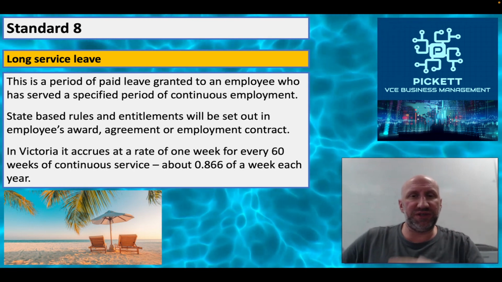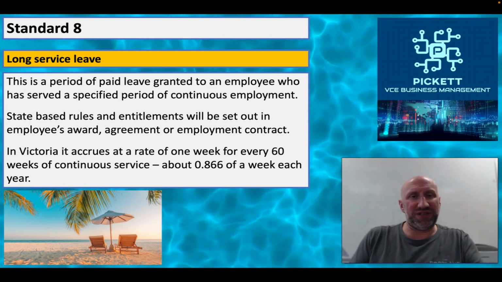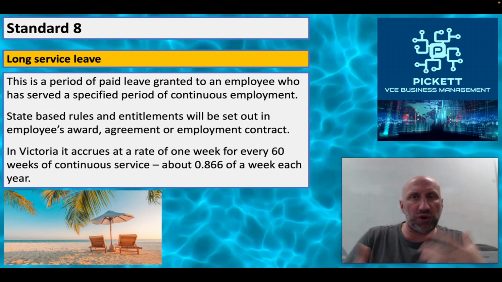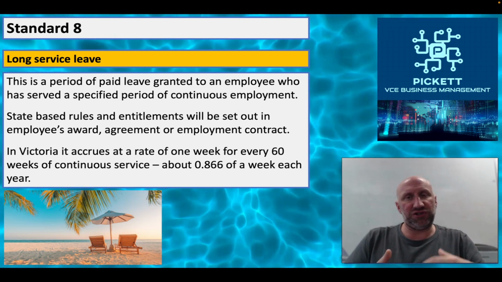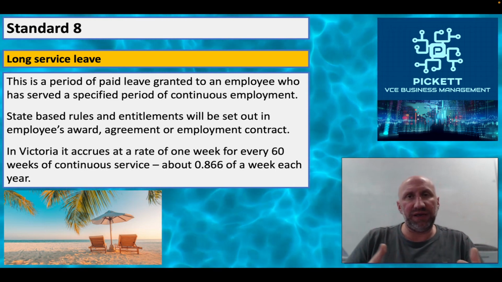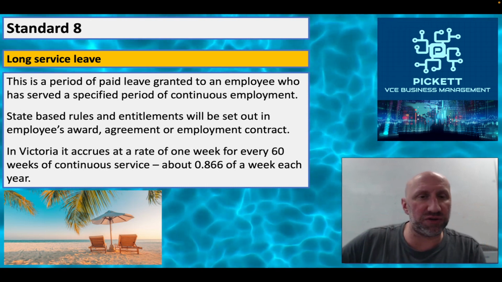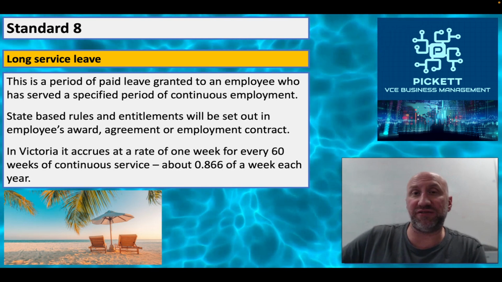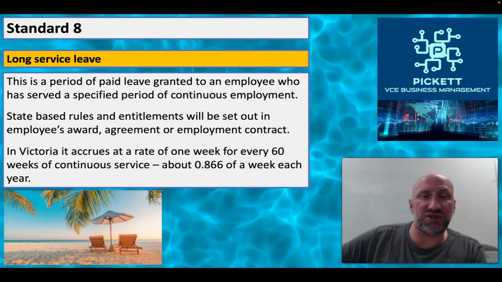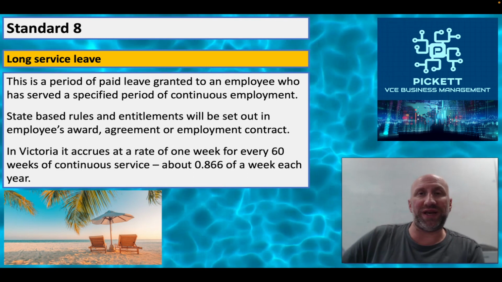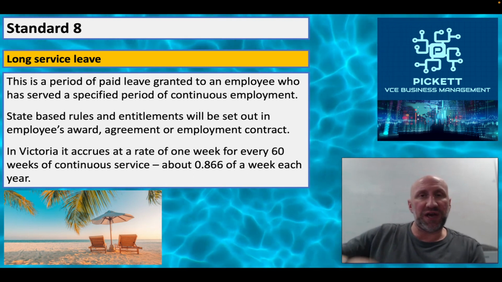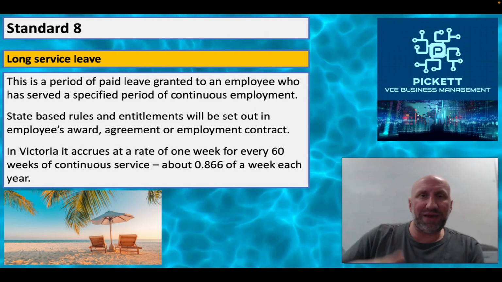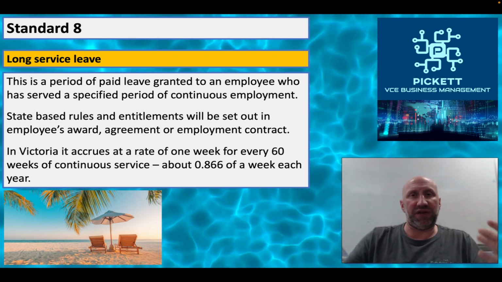But the rules and entitlements are set out in the employee's award, agreement or employment contract. Okay, so whatever contract you're working under, how long service leave accrues and can be taken will be stipulated in that contract. In Victoria, it accrues at a rate of 1 week for every 60 weeks of continuous service, which equates to 0.866 of a week for each year that you work. And the idea is you build this up over a period of time, and then you can take a big lump of leave in one go.